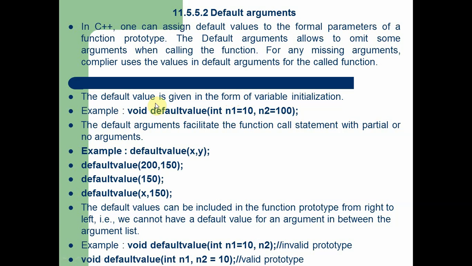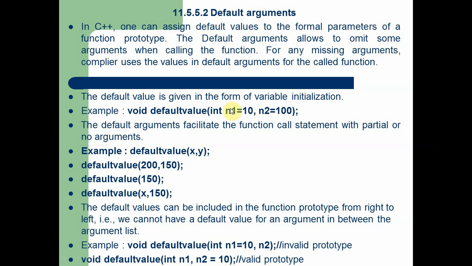For example, here you can see void default value. Within the parentheses, two formal parameters are declared, n1 and n2. Both variables hold the values 100 and 100. So this function default value expects values from the user. If the user gives the values, then those values will be stored in the respective variables. If the user doesn't give the values, then it will use the default values.